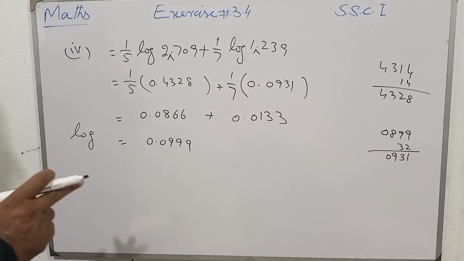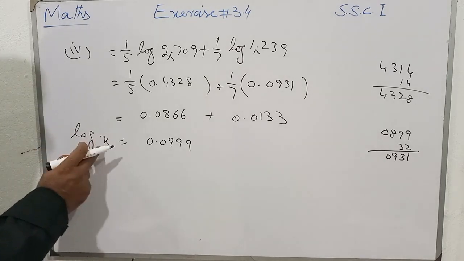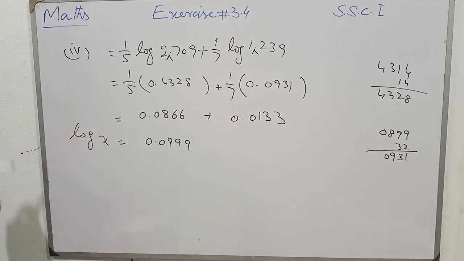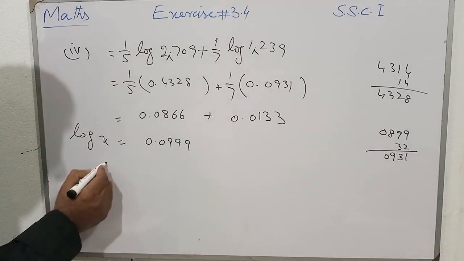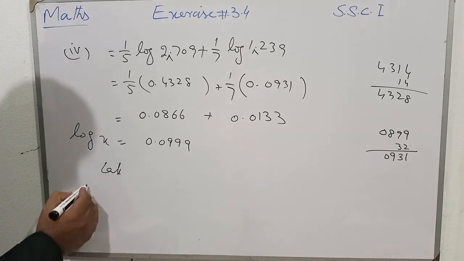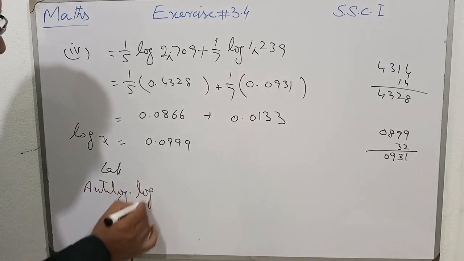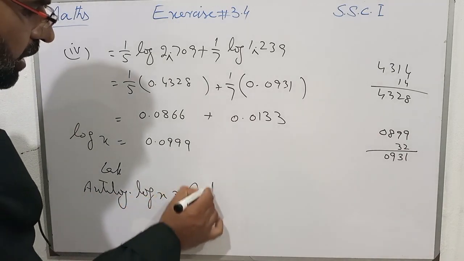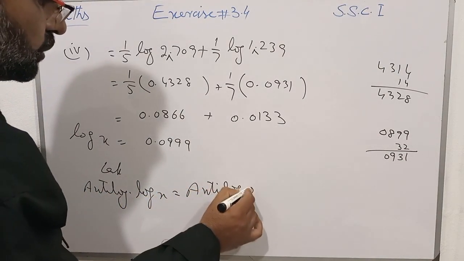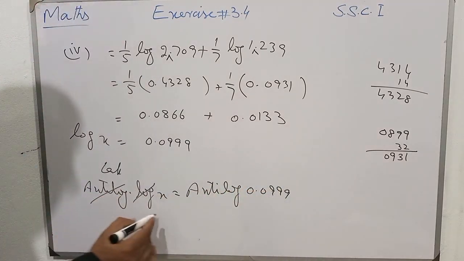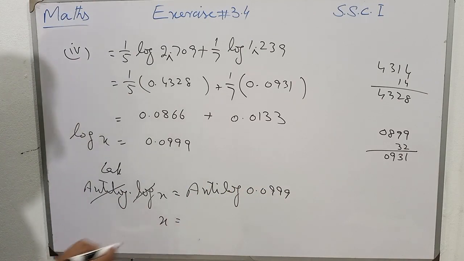Now students, we have to find the log x, we have to find the value of x. That's why we will take anti-log, so that this log will be cancelled. So taking anti-log on both sides, it is written, and we will have anti-log of log x is equal to anti-log 0.0999. Log and anti-log will be cancelled and x will be equal to.